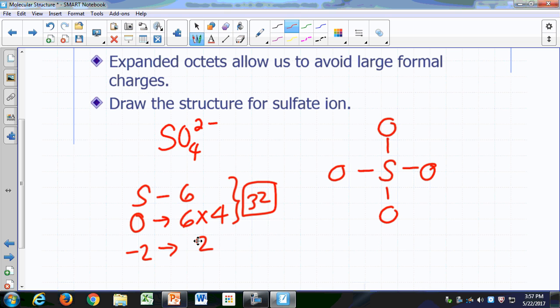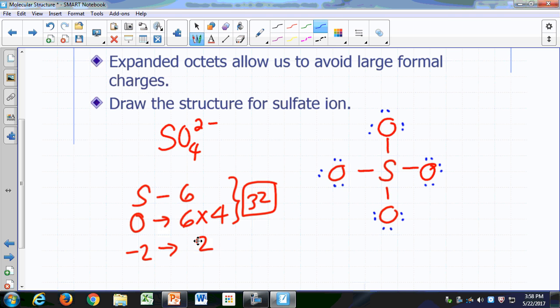And then you assign an octet to each of the oxygen atoms. So this oxygen up here has already one bonding pair, so it needs 3 more lone pairs to get an octet. Same thing for the oxygen on the left. The oxygen at the bottom also needs 3 lone pairs. The oxygen on the right needs 3 lone pairs to get an octet. Let's see how many we have so far.